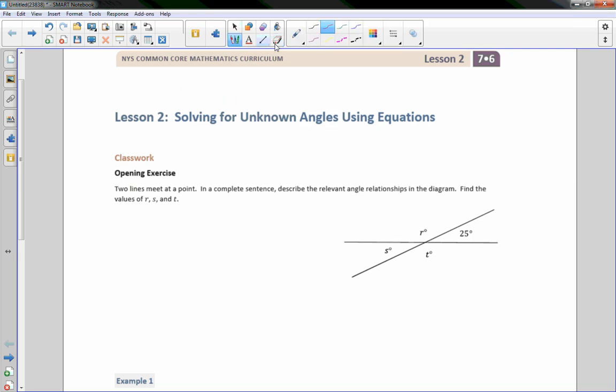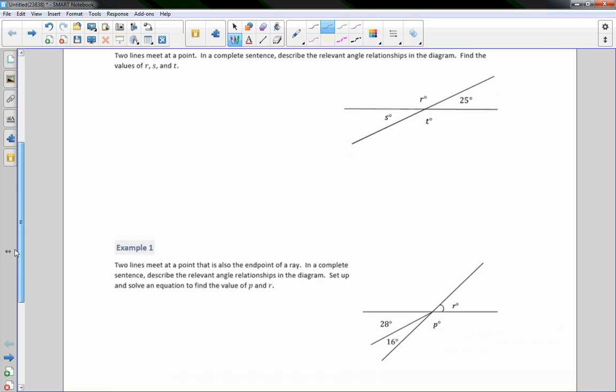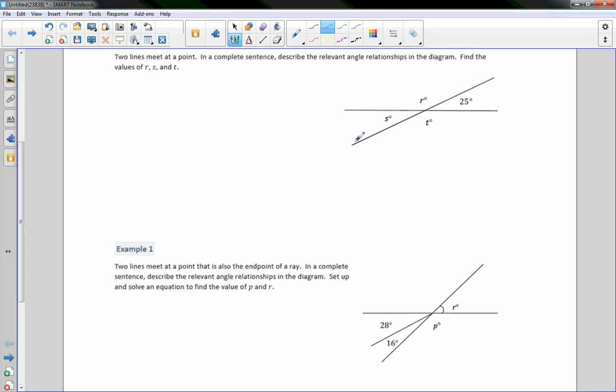This is lesson 2, solving for unknown angles using, and I say using equations. Okay, no more arithmetic. Equations. Classwork, opening exercise. Two lines meet at a point. So there's one line, and here's another line. Those are the two lines that meet at a point. In a complete sentence, describe the relevant angle relationships in the diagram.